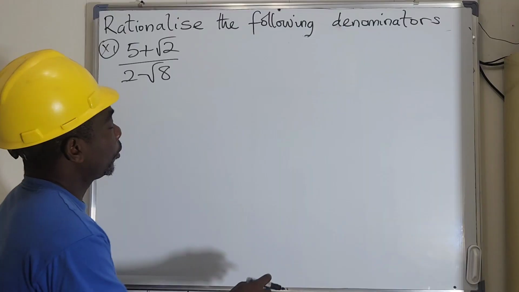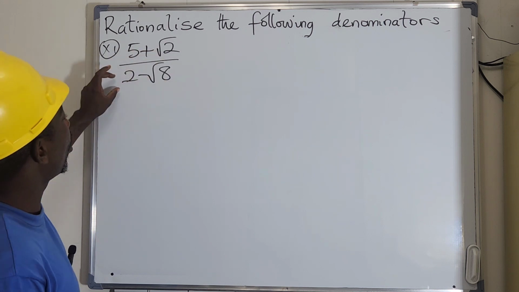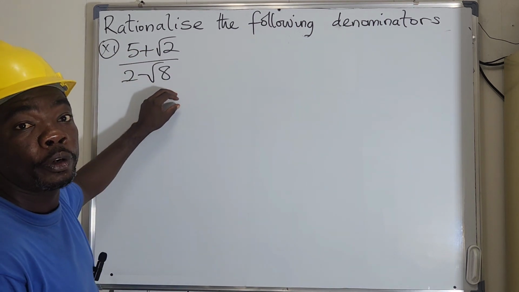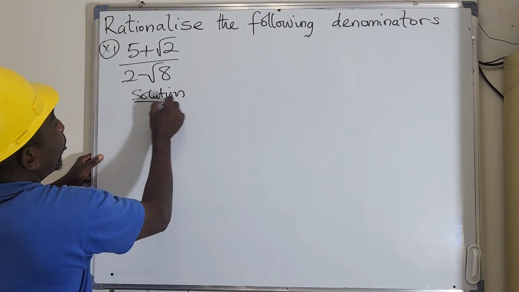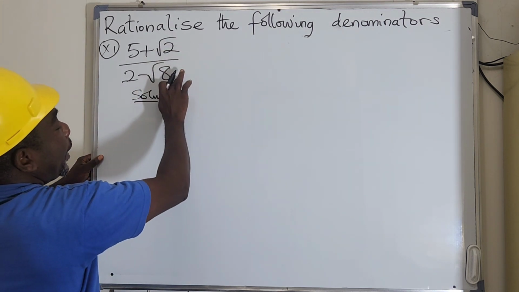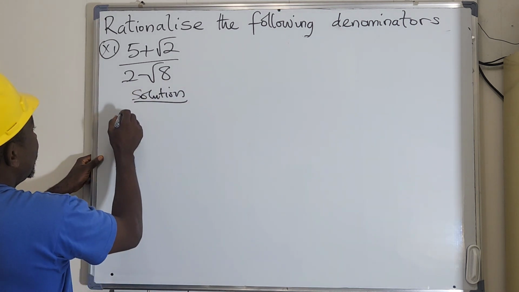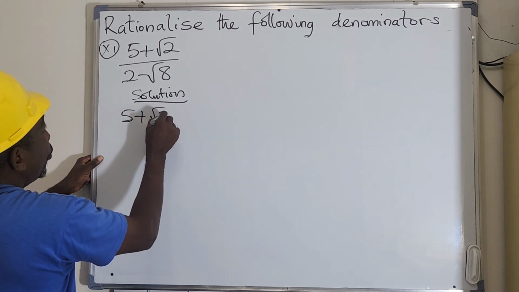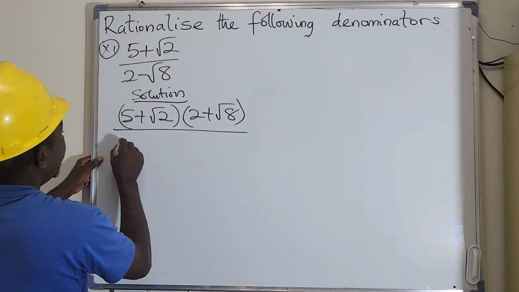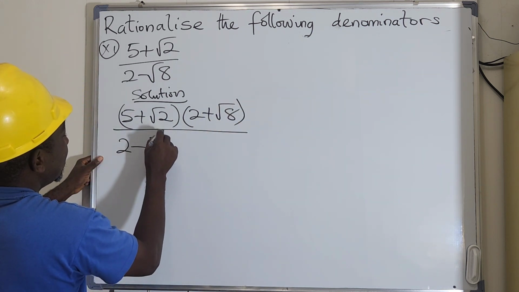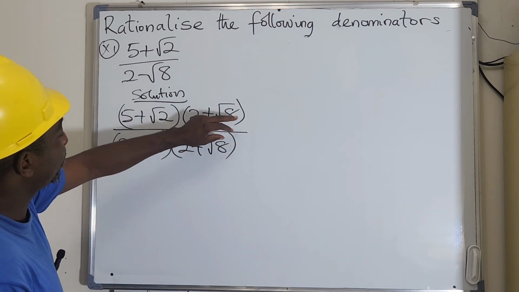The next one, number 11, says 5 plus root 2 all over 2 minus root 8. What we need to do is multiply the numerator and the denominator by the conjugate of the denominator, 2 plus root 8. So that becomes 5 plus root 2 into 2 plus root 8, all over 2 minus root 8 into 2 plus root 8. In this case, we can expand this out.